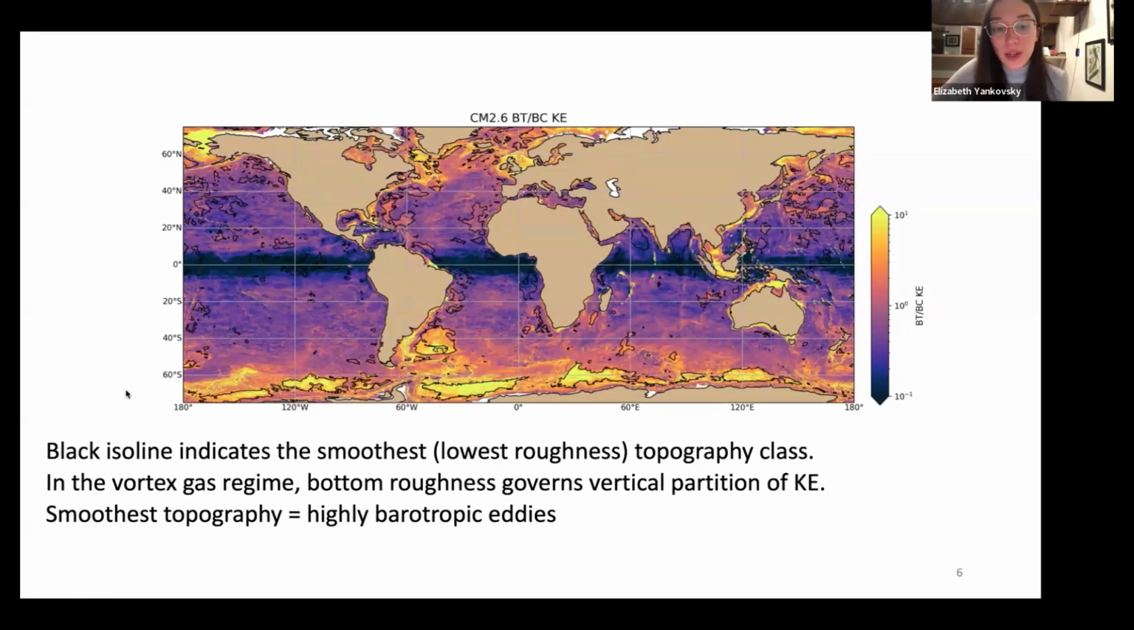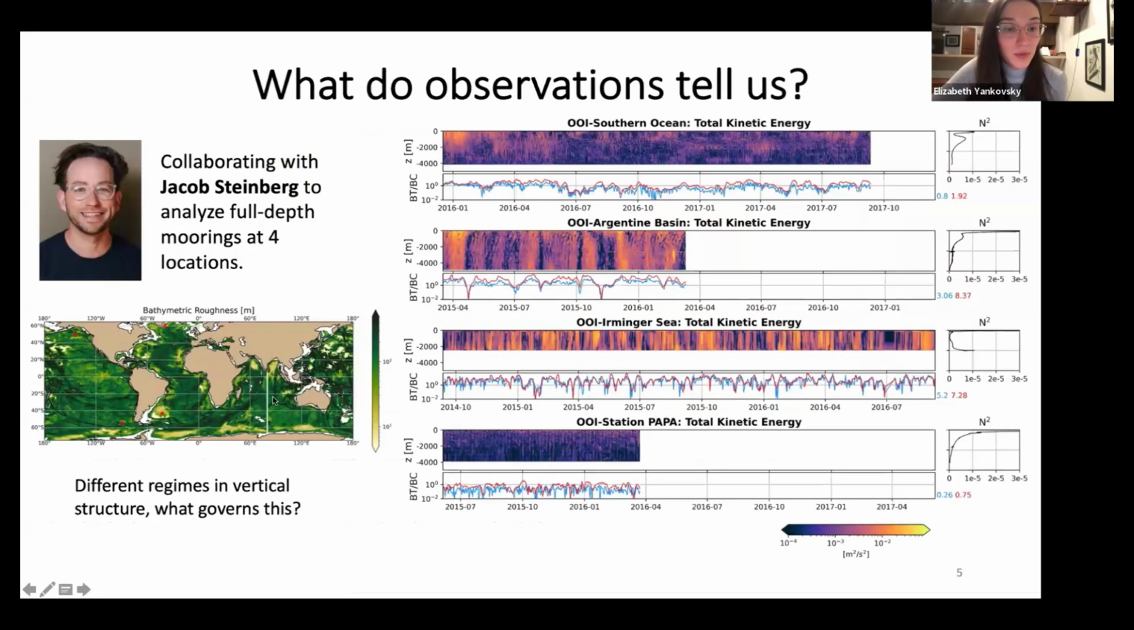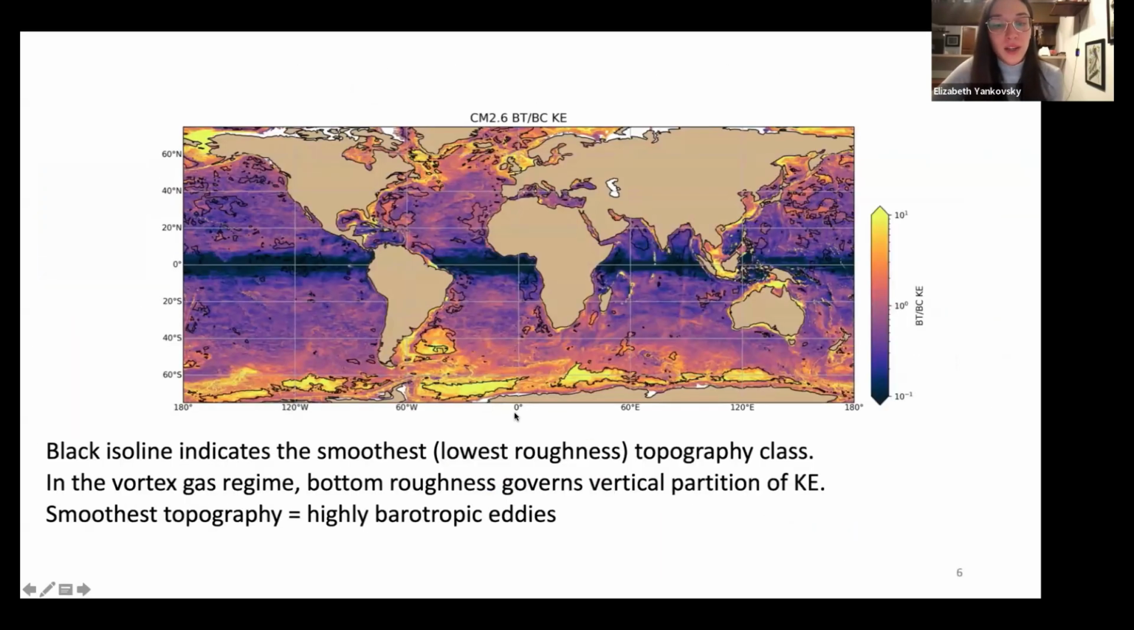And so what Jake did, he created this figure, and he basically took the smoothest topography class from this previous figure, and we overlaid this black line on top of the barotropic to baroclinic kinetic energy ratio. So the color just shows the barotropic to baroclinic kinetic energy ratio, and the black line shows where we have the smoothest topography. And you can really see here how in the really high barotropic regions, where that value of barotropic to baroclinic kinetic energy is high, that is where we also have the smoothest topography and very highly barotropic eddies. So then we wanted to investigate this in more detail.